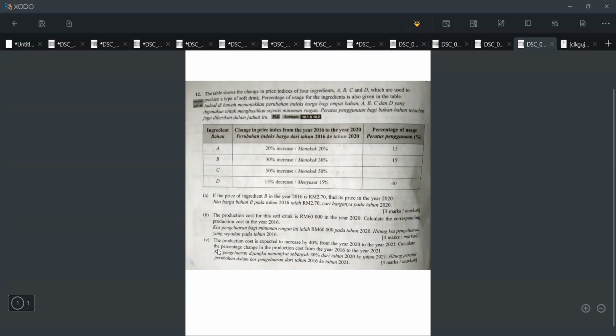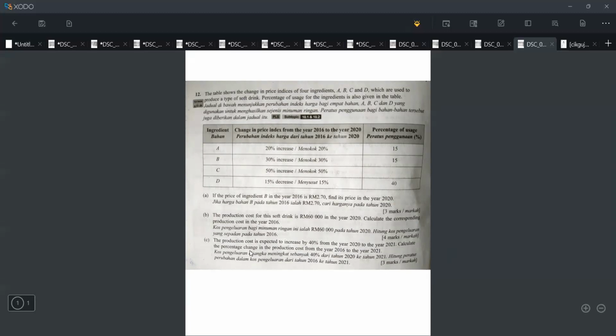What about C? Use the smiley face, because you see 3 years already, right? So you will get 163.1. But they want to calculate the percentage. If they say calculate the price index, then the answer is 163.1. But if they say percentage, then you have to convert it to a percentage. 163.1 means increase or decrease? Increase. How many percent?